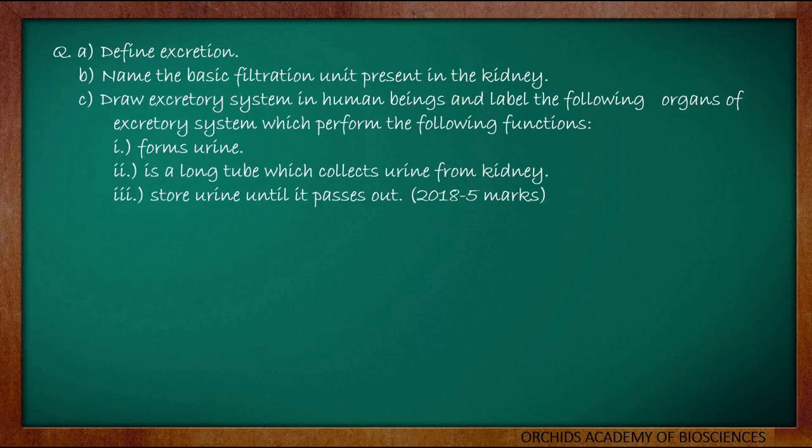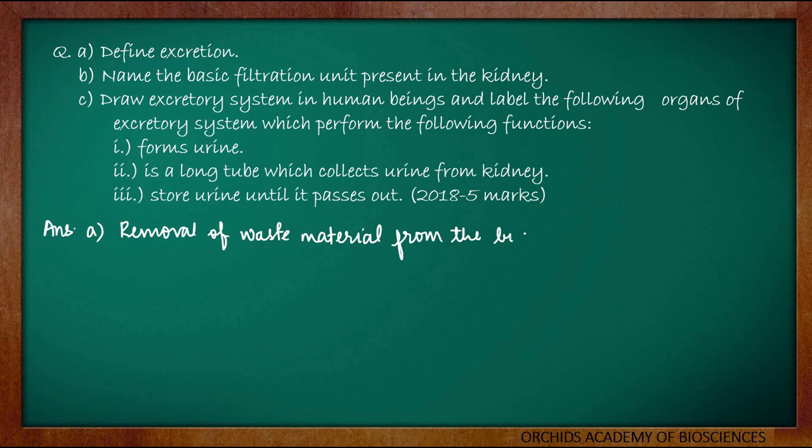Now let us discuss a 5-mark question from the 2018 paper. The question was split up into 3 parts. The first part asked us to define excretion. So we can answer it. We know that excretion is the process of removal of the waste material or the removal of the metabolic waste from the body. The second part of the question asks us to name the basic filtration unit which is present in the kidney, and they are nephrons. So nephron is a basic filtration unit which is present in the kidney.